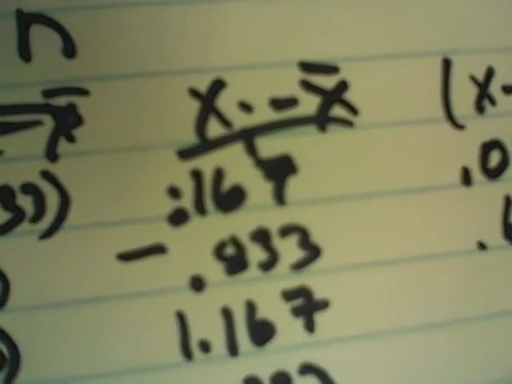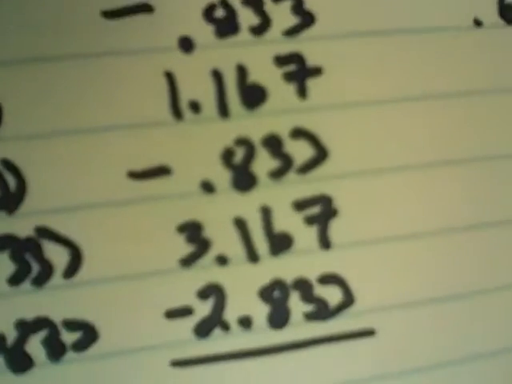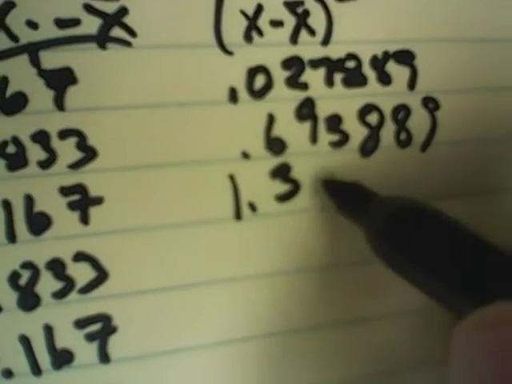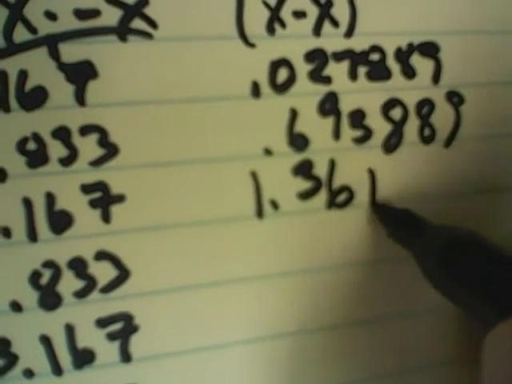I forgot to add that to the memory. There we go. So we're going to the next one. 1.167 squared, and that comes out to be 1.3618889. And the next thing we're going to do is take 0.833 again. That's a negative, but it doesn't matter because we're squaring it. And we're going to get 0.6938889.